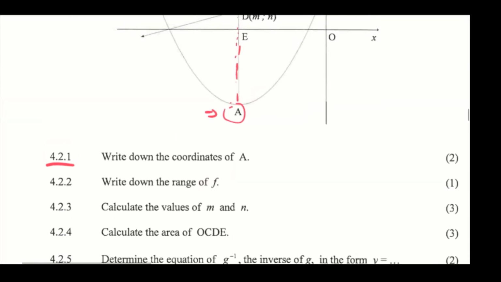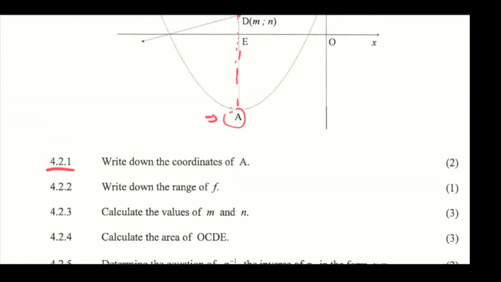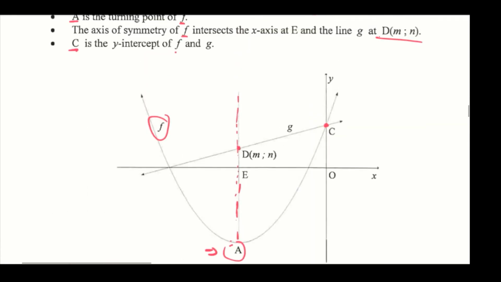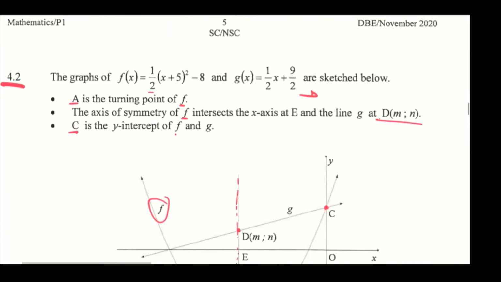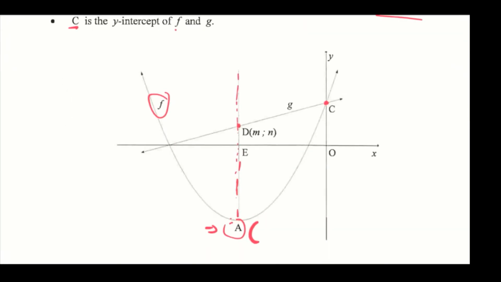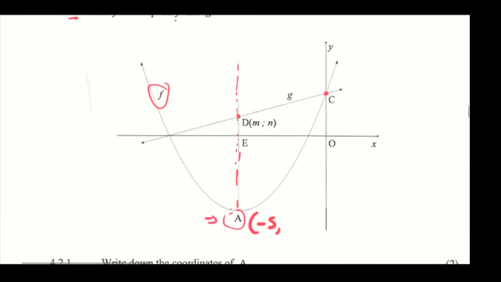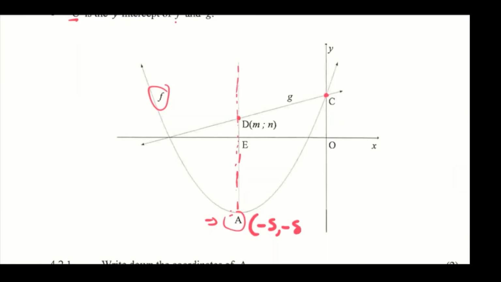And then 4.2.2, write down the range of f. So we have this function here, and we just identified the coordinates of A to be minus 5 and 8. So we have minus 5 and is it positive 8? No, it's negative 8, minus 8, right?